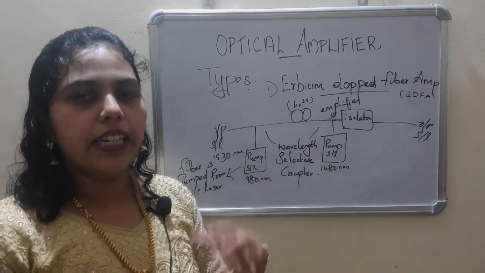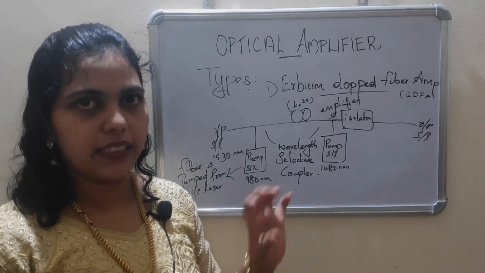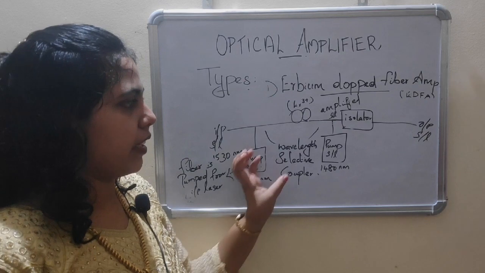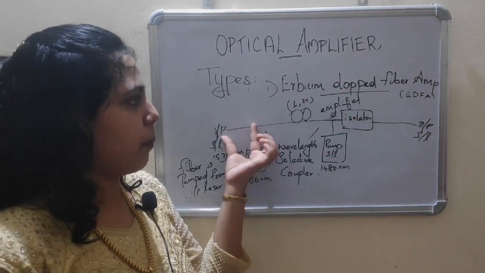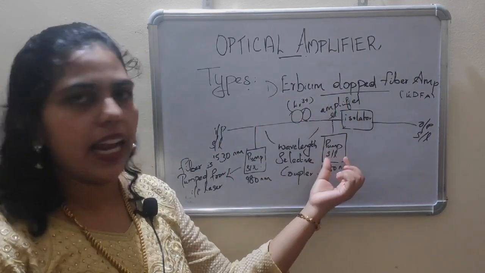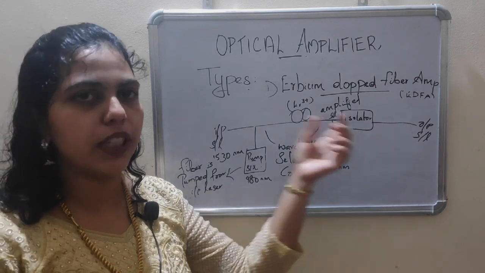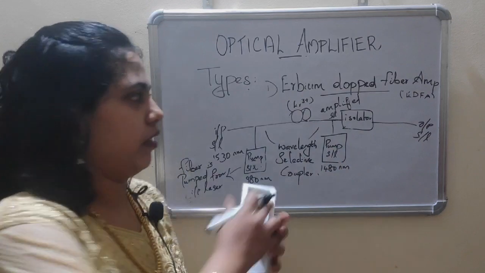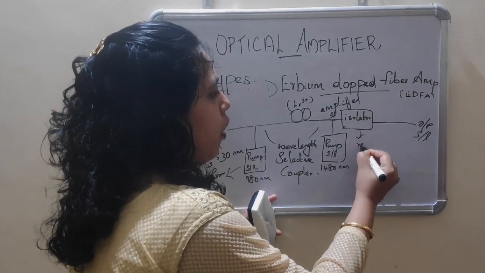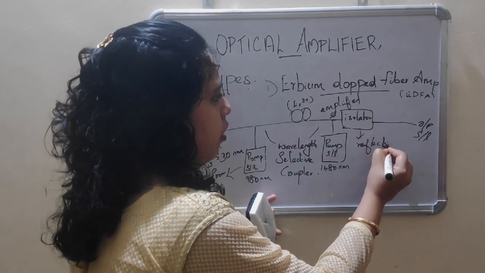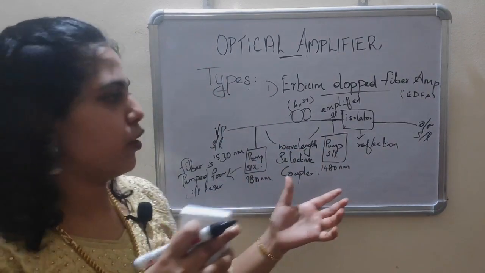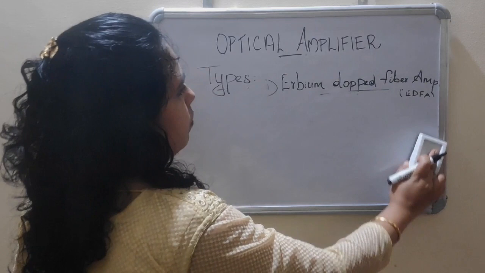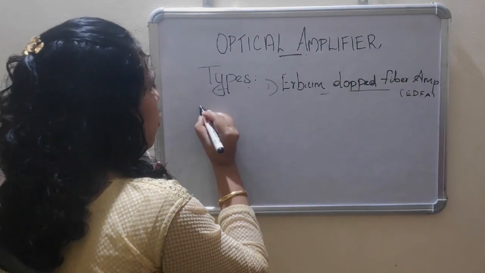The wavelength selective coupler will separate and combine the signals. First it will separate the input laser and pump signal. Next it will combine the amplifier signal and pump signal. Isolator can be used anywhere in input or output. It will avoid the reflection. Okay, these are about EDFA. Now the features of EDFA.